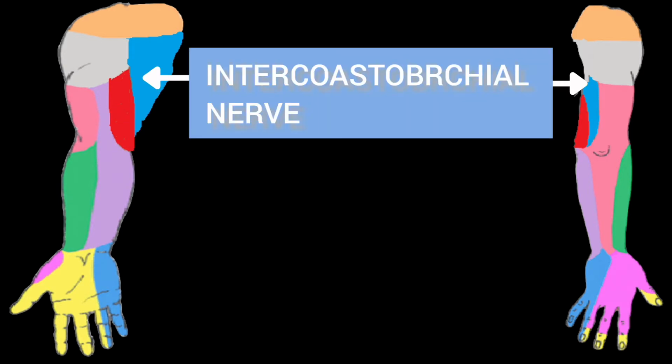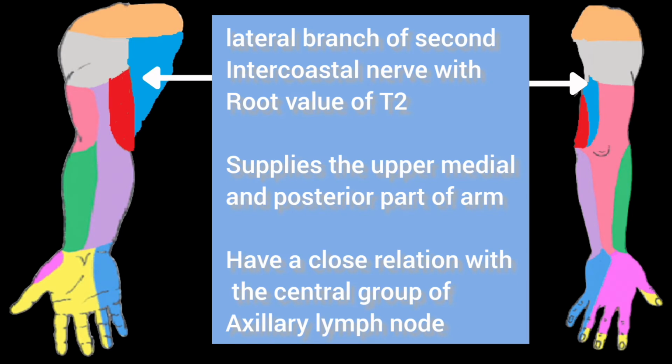Intercostobrachial nerve. It is a lateral branch of the second intercostal nerve with a root value of T2 and supplies the upper medial and the posterior part of the arm. It lies in close relation with the central group of axillary lymph node. The blue color area represents the area supplied by the intercostobrachial nerve.